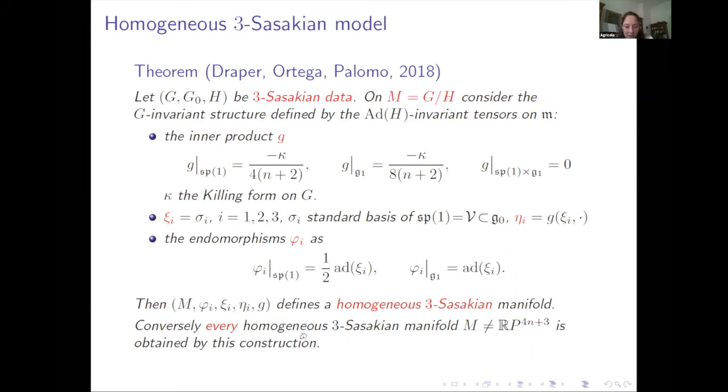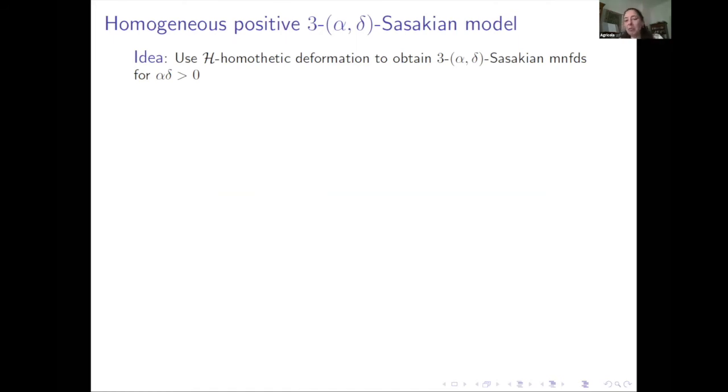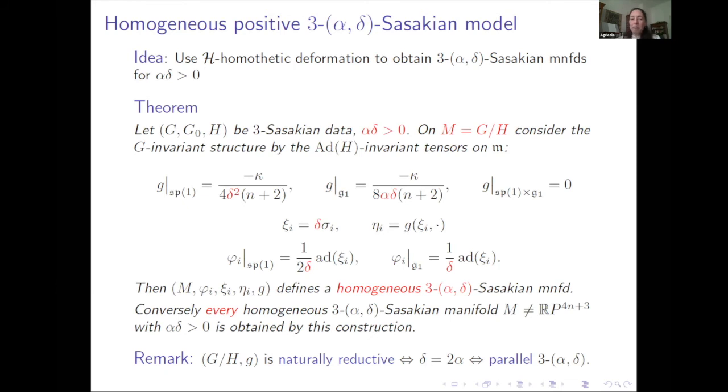The obvious question to ask is, can we play the same game to introduce alpha and delta? And can we get examples with alpha times delta negative? Since we know that every H-homothetic deformation of free Sasaki will cover all positive homogeneous free alpha delta Sasaki manifolds, this works. So you start with these data as before, assume alpha times delta positive. Then you take the same construction, but you see highlighted in red where the constants alpha and delta have to be inserted. Here comes delta squared, here you have alpha times delta, and since alpha times delta is positive, qualitatively this is going to be positive definite. Here we are rescaling with delta, and here again. Then this is a homogeneous free alpha delta Sasaki manifold, and every such manifold which is not projective space is obtained by this construction.